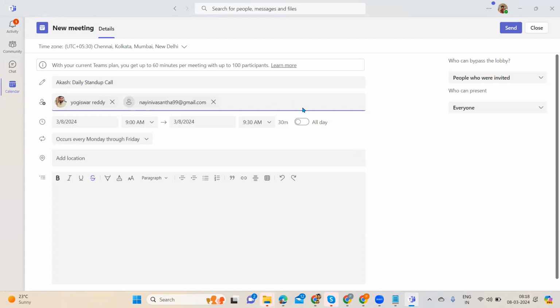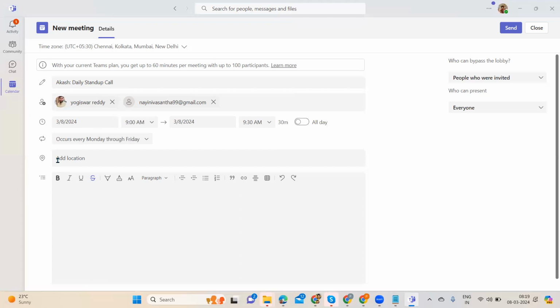Along with this, you will also get one more option, that is optional. Optional means we can add people optionally: project manager, delivery manager, your reporting manager, a few other stakeholders or senior management. If you want, you can add them as optional. It means they may join or they may not join. If they want to join, they can join. Otherwise, if they won't join, that is also fine. We don't have an issue. There will be an option called To. To means those are the mandatory people.